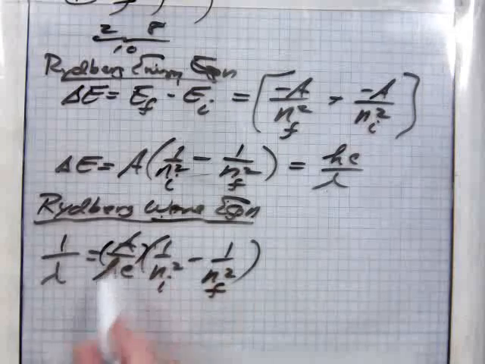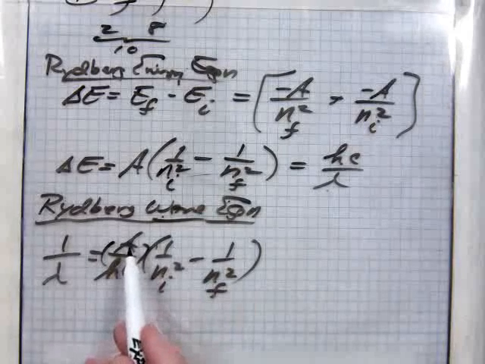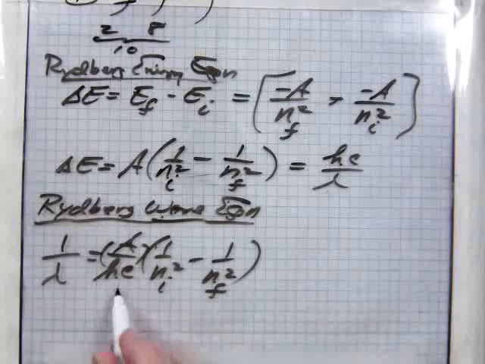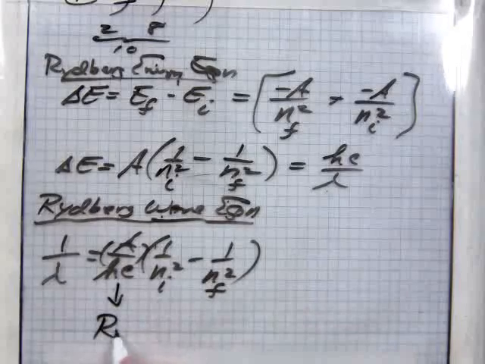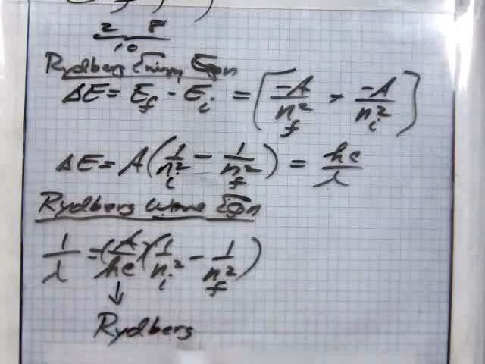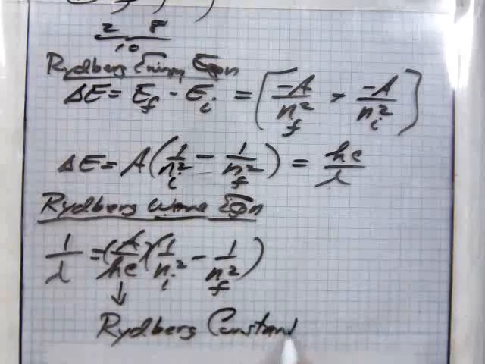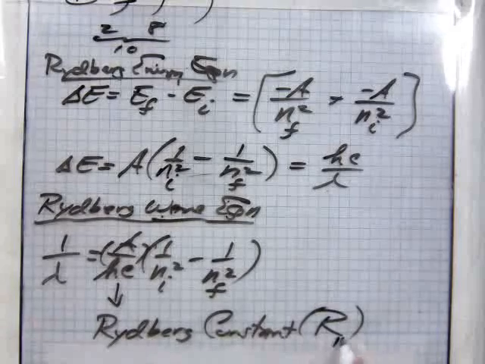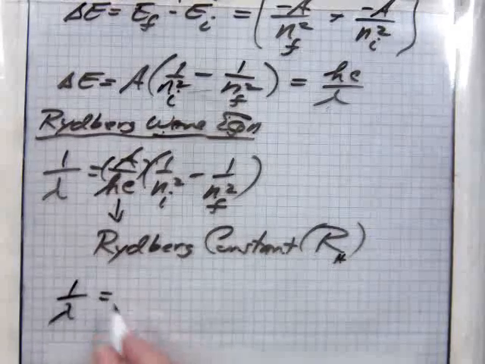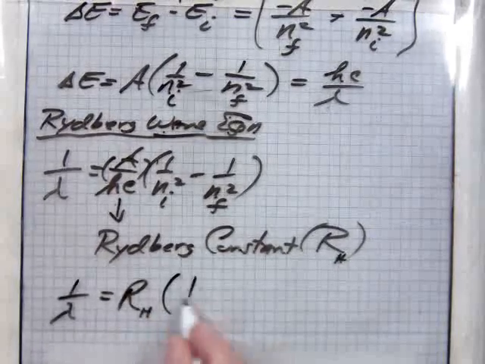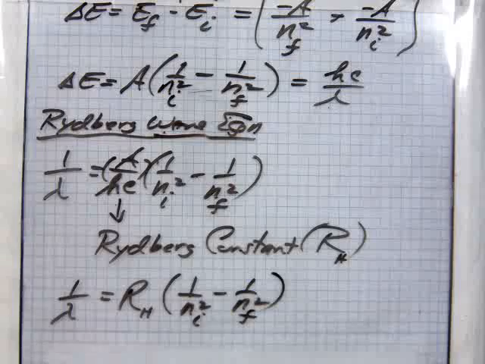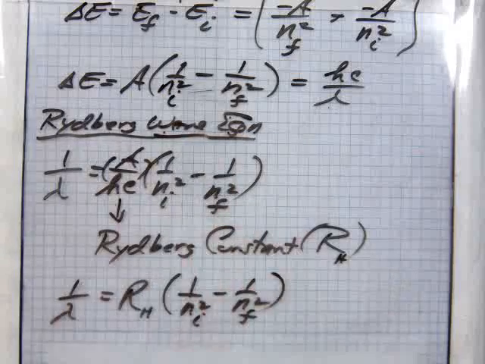This term is all constants. You can see the energy constant A, Planck's constant, and speed of light. So that comes out to what we call the Rydberg constant. I'll summarize all these little equations for you. It's given the value R. Some people put RH because it's based on hydrogen. And so this becomes 1 over lambda equals RH times 1 over n squared initial minus 1 over n squared final. And there's your wave equation. And there's your energy equation.